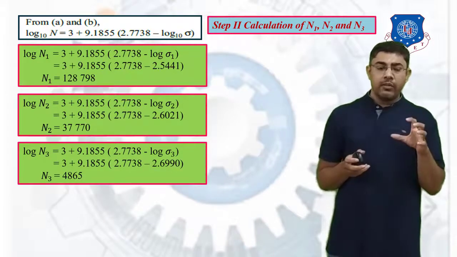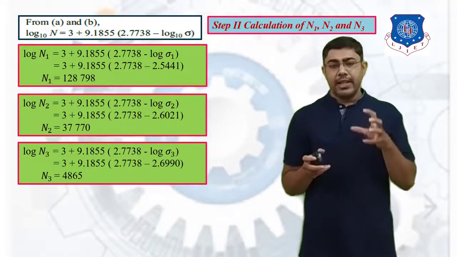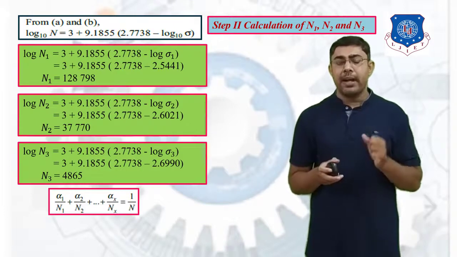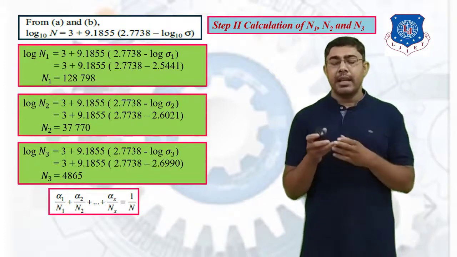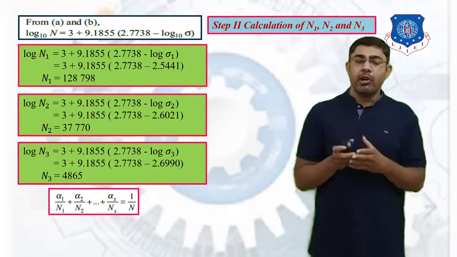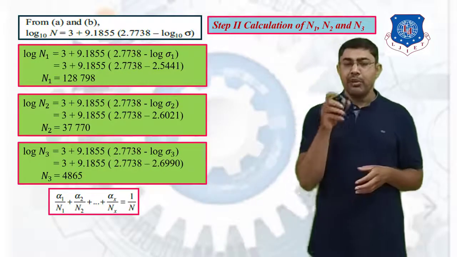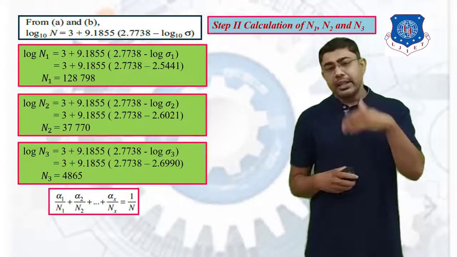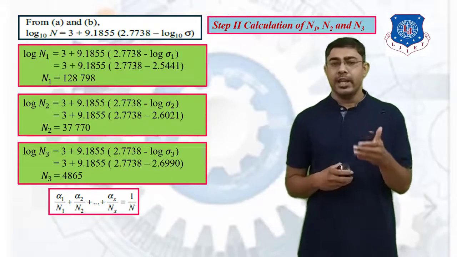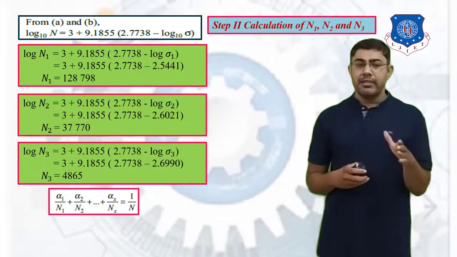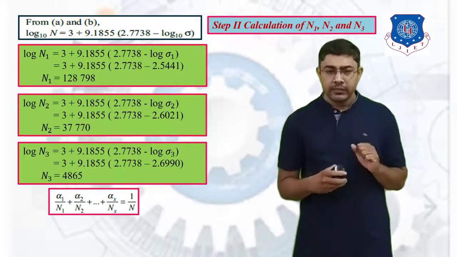So what is our goal? Our goal is to calculate the life of a particular component. To calculate the life of the component, we have to use Miner's equation, that is alpha 1 upon capital N1 plus alpha 2 upon capital N2 and so on, alpha x upon capital Nx equal to 1 upon n. We have to calculate n, and to calculate n we need the values of alpha 1, alpha 2, alpha 3 and N1, N2 and N3. Now we have all these values.